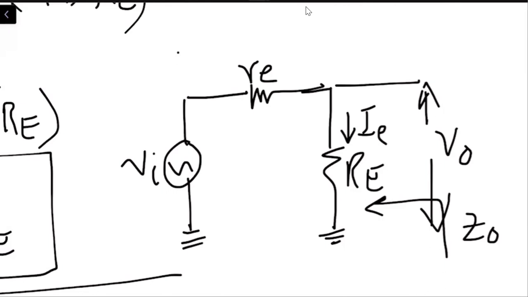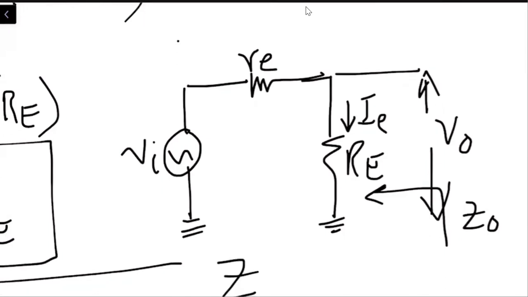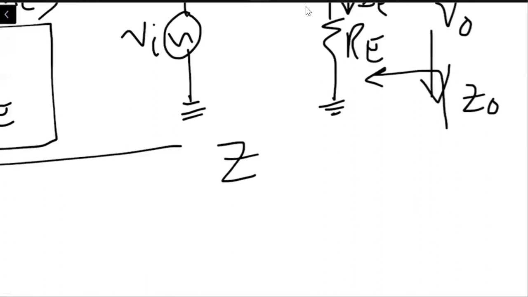And from here, to find out Z naught, what is the condition? To find Z naught, the condition is we have to put Vi equal to 0, right?